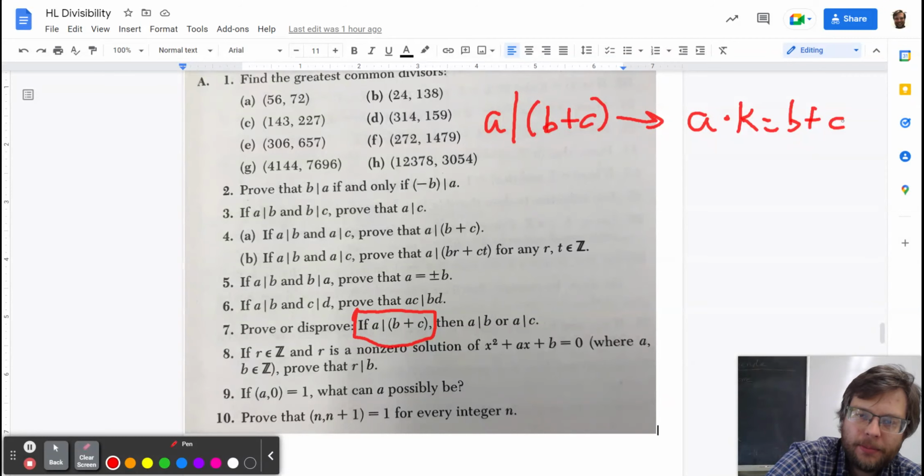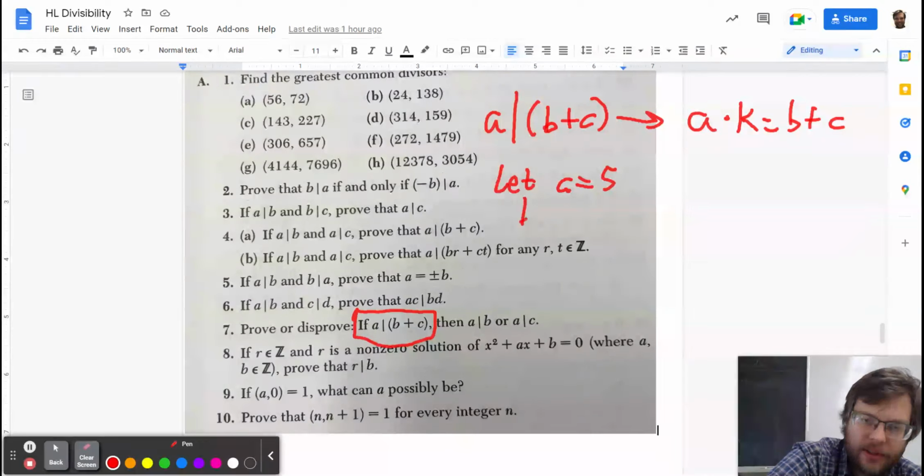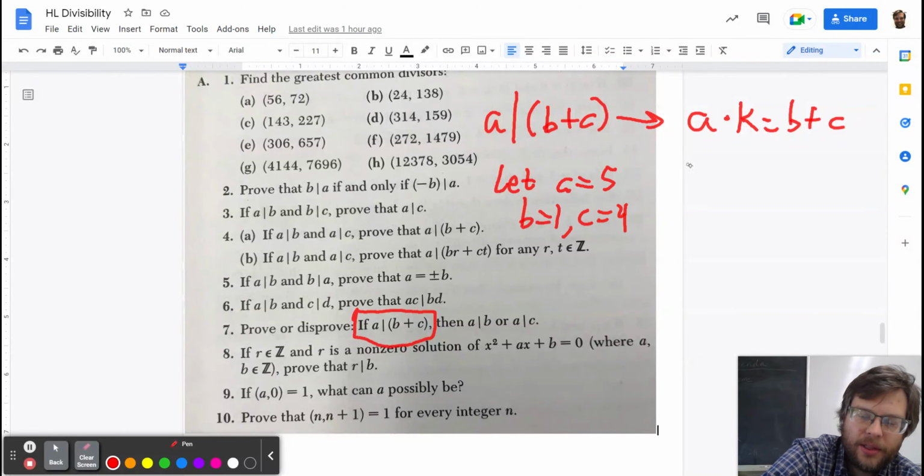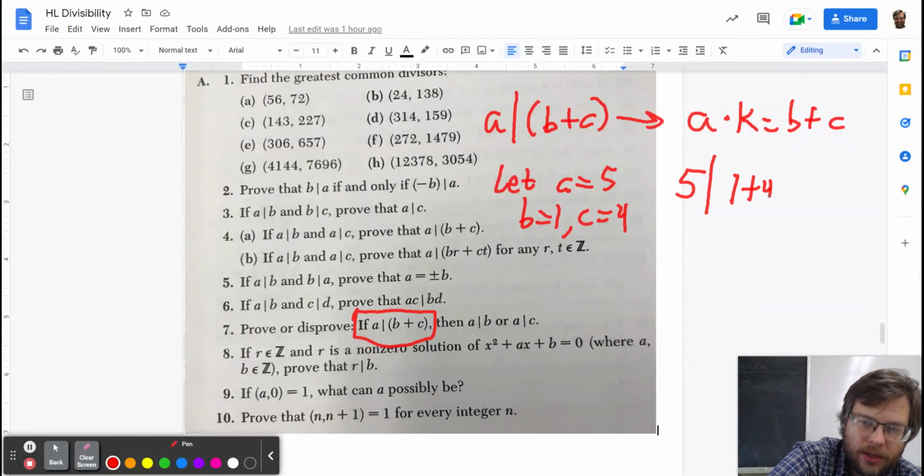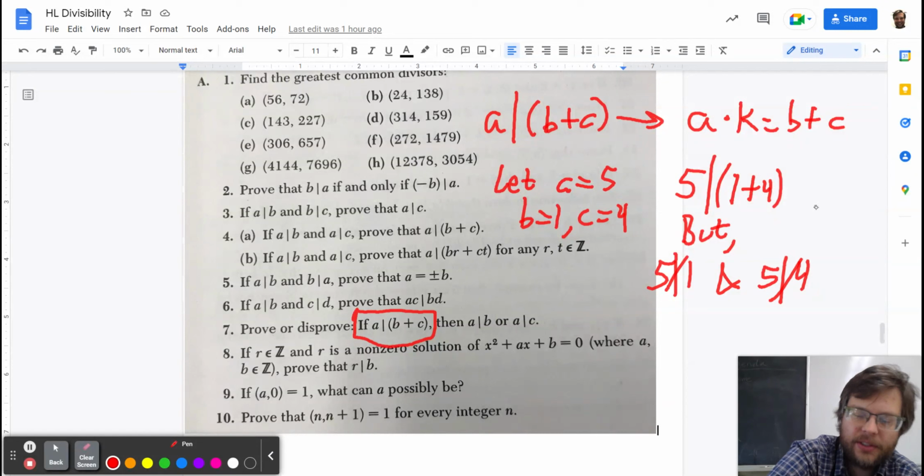As a quick example, let's have A equal 5 and B equal 1 and C equal 4, then this is true. 5 does divide 1 plus 4. But 5 doesn't divide 1, and 5 does not divide 4. So it does not divide, has a little slash through it.